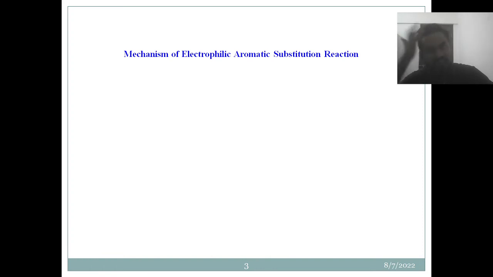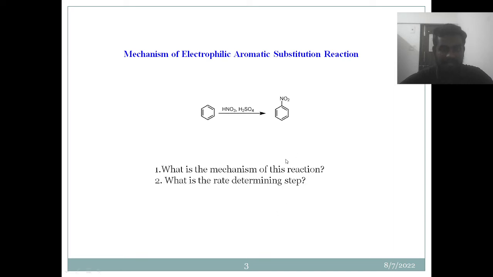Again, our very well-known reaction, electrophilic aromatic substitution, and this is a nitration reaction. We will try to draw the reaction profile again. I have a couple of questions here. What is the mechanism of this reaction, which we will show, and what is the rate determining step? Furthermore, what is the evidence for these things? Please remember these points: the mechanism of the reaction, the rate determining step, and the evidence.